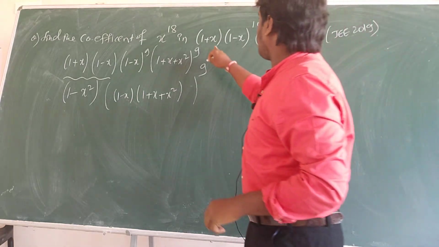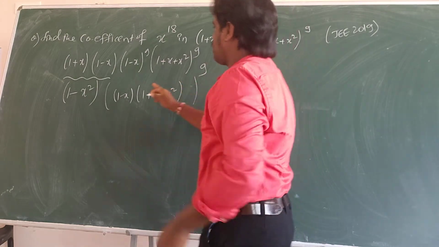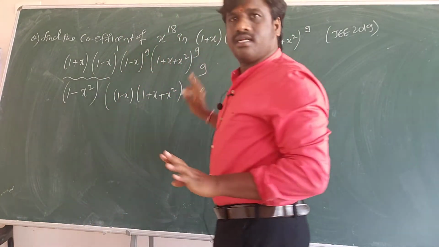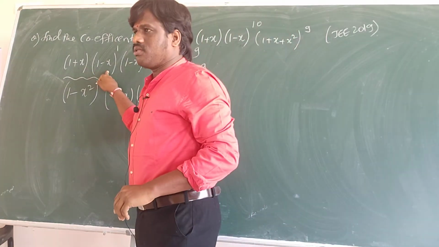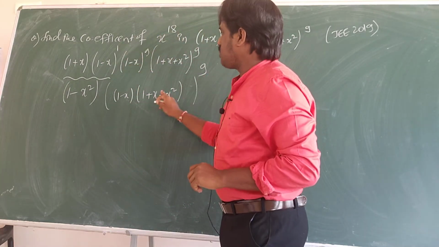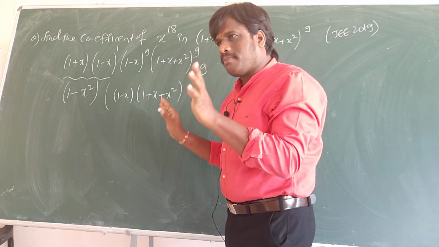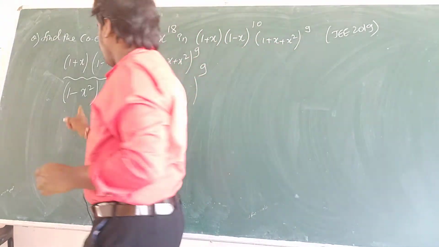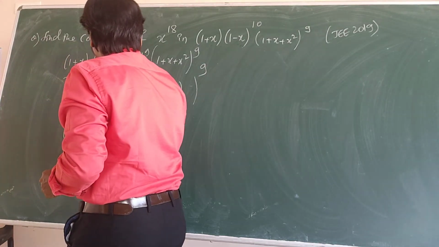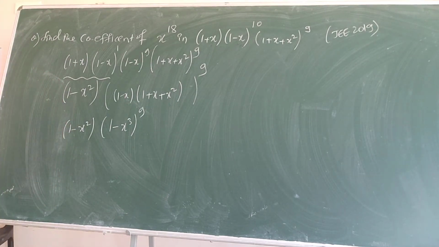What we write here, 1 plus x, and in this I separated two parts, (1 minus x) power 1 and (1 minus x) power 9, that is (1 minus x) power 10. We multiplied 1 plus x into 1 minus x, that is 1 minus x square. And this is the a cube minus b cube formula, correct? So what I write here is (1 minus x square) into (1 minus x cube)^9. So this is what we got, correct?